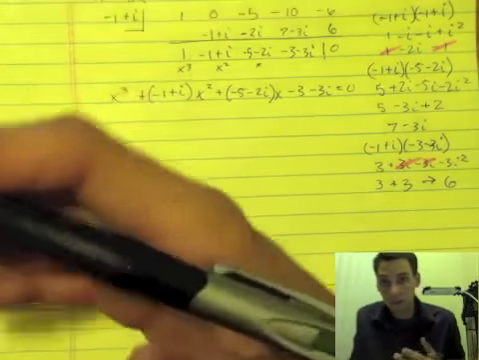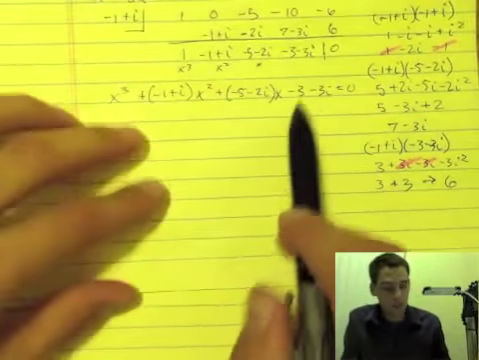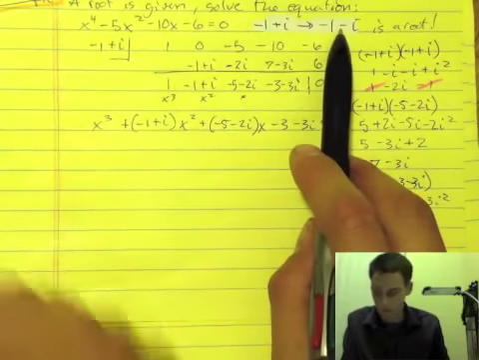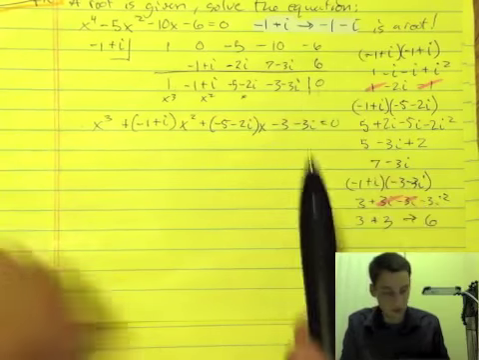And for these problems, we have to do synthetic division twice because we have another root. This one was a root, but this one is too. So let's do synthetic division with the other root.